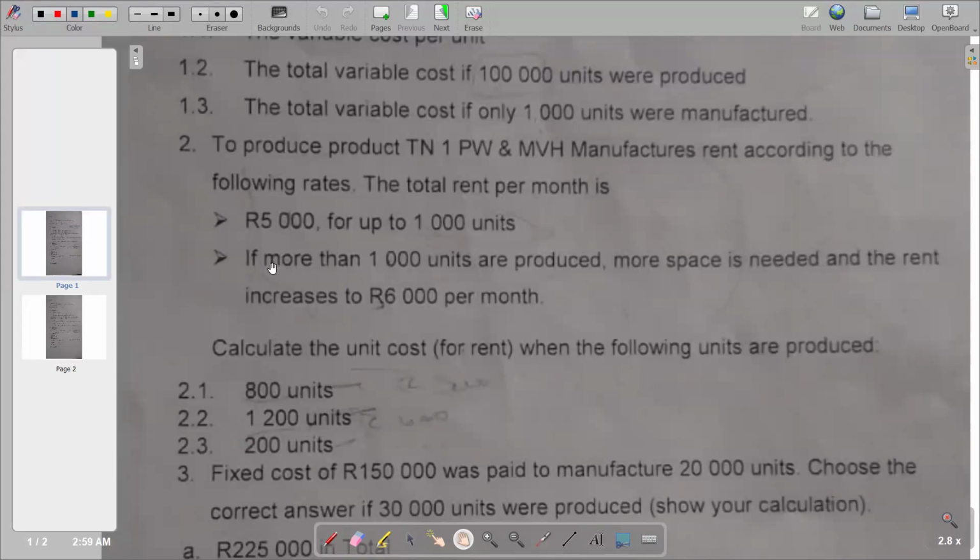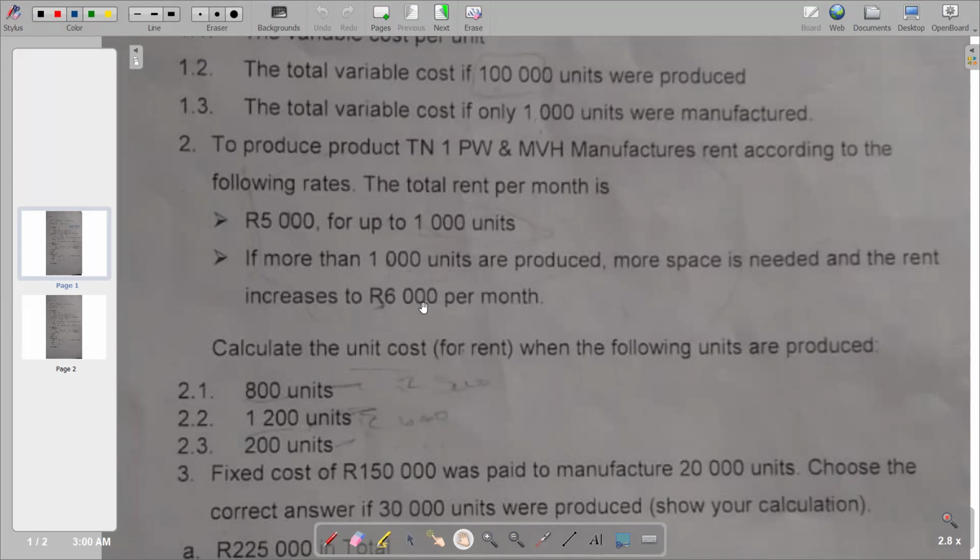The second point is saying if more than 1,000 units are produced, more space is needed and the rent increases to 6,000 rands per month. So if production now becomes more than 1,000, that's when we are going to have a fixed cost of 6,000.